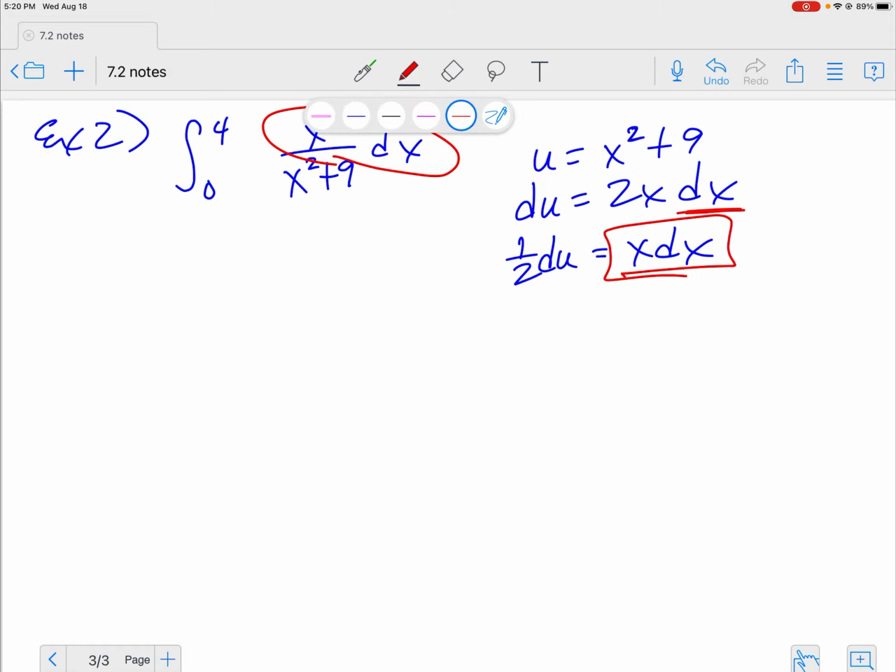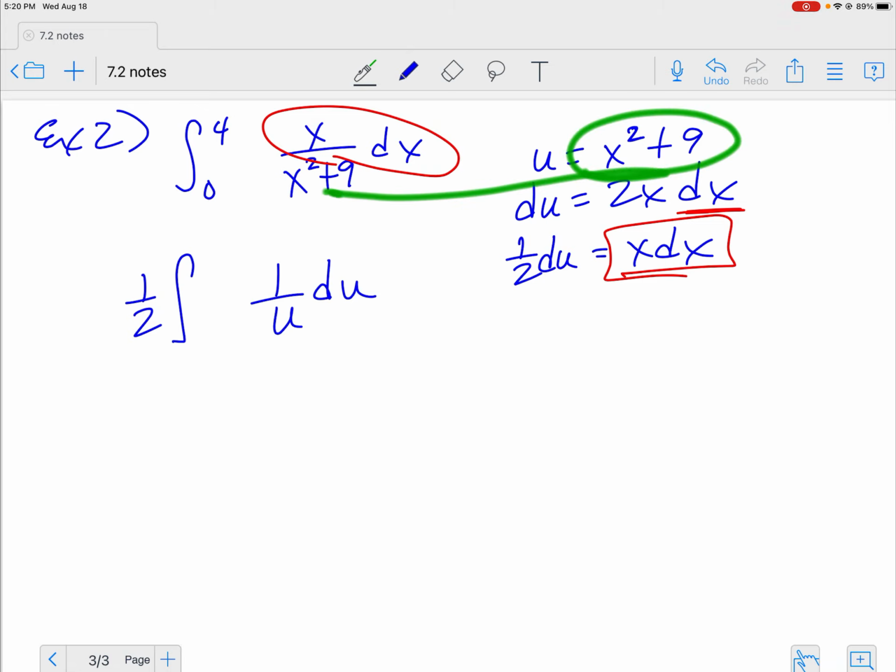So I have x dx here, and I have my 1/2 du. I always put that in front also, just throw that 1/2 in front. And then I get 1 over u du. Because my u is replaced here, this is replaced with a 1/2 du. So my du and the 1/2.